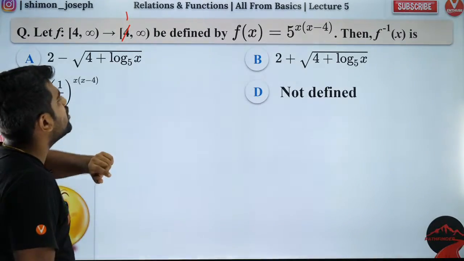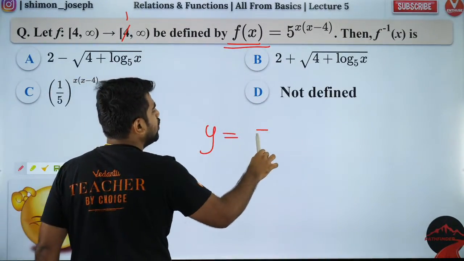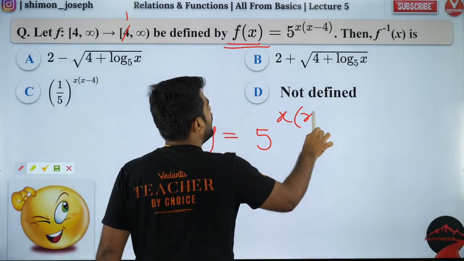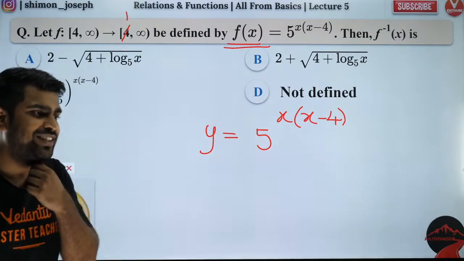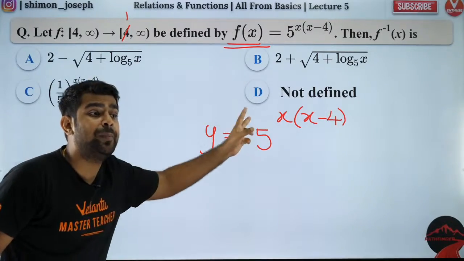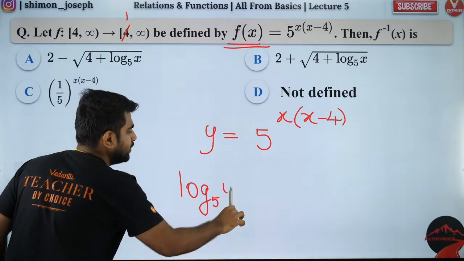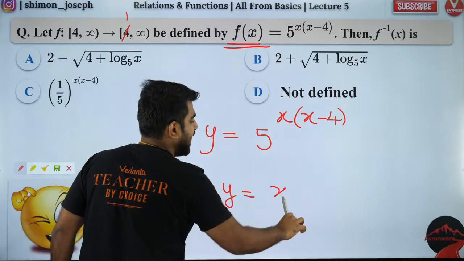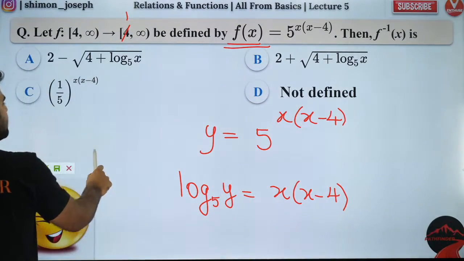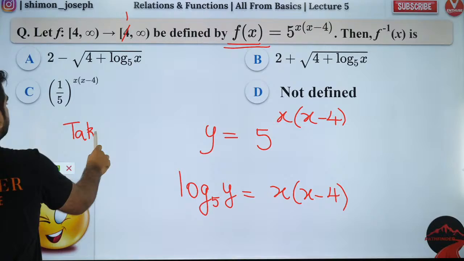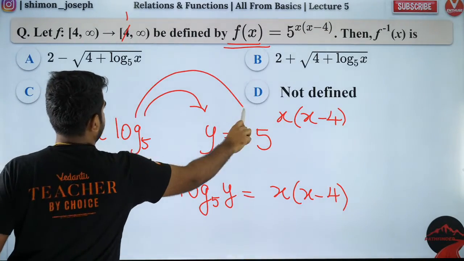Amazing work. Let me show you how it is done. So what do you do here? First of all, write y is equal to 5 to the power x into x minus 4. Did you all like that? Yes. Now take log to the base 5. If I take log to the base 5, what will I get? I will get this to be x into x minus 4. This was the master stroke. What is the master stroke? Take log to the base 5 on both sides.